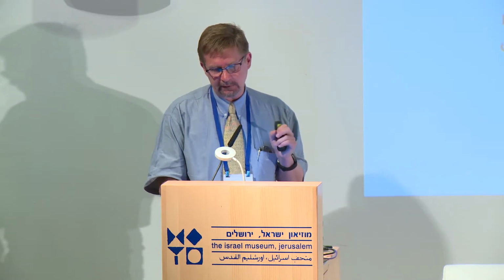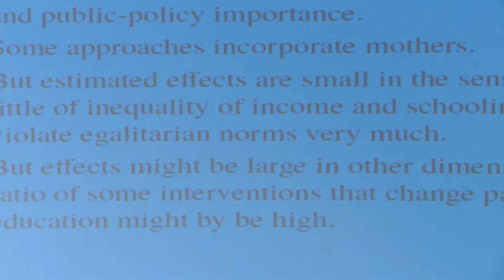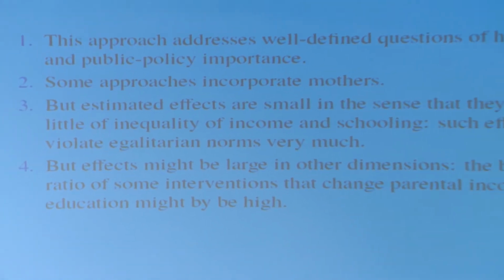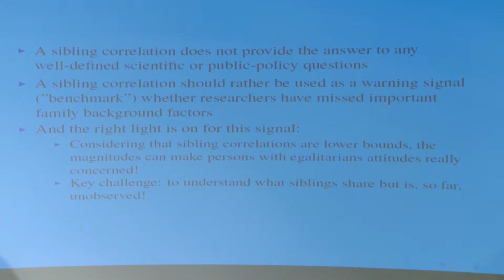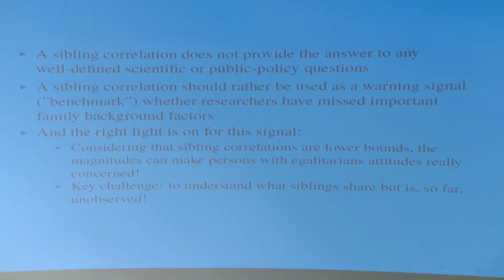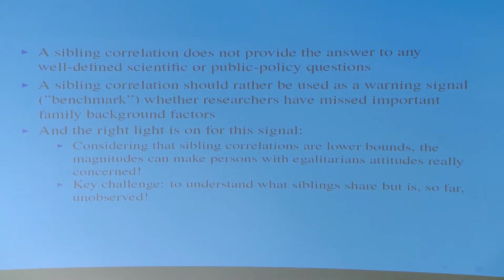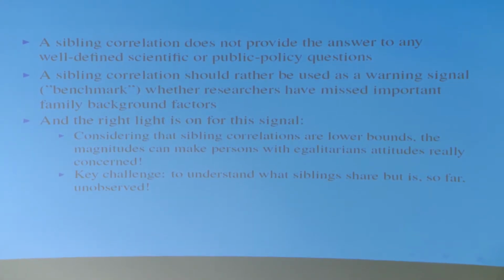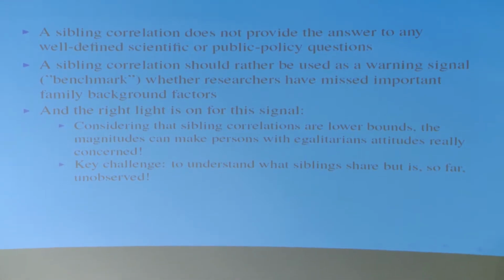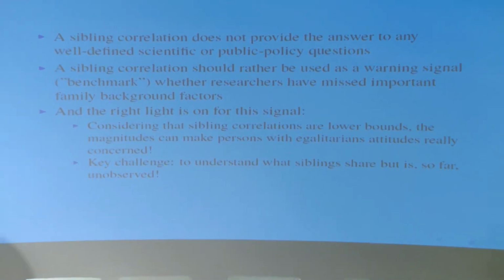The intergenerational effect question has lots of strengths. It addresses really well-defined questions that are of both public policy and scientific importance. It tends to take mothers seriously, which the previous one doesn't. But the effects tend to be very small, and they suggest an even smaller role for family background in accounting for overall inequality. The sibling correlation doesn't really provide an answer to any well-defined public policy question or a scientific question, but we think it's a very useful omnibus measure because it does capture a very wide range of influences that people aren't responsible for, both observed and unobserved ones.